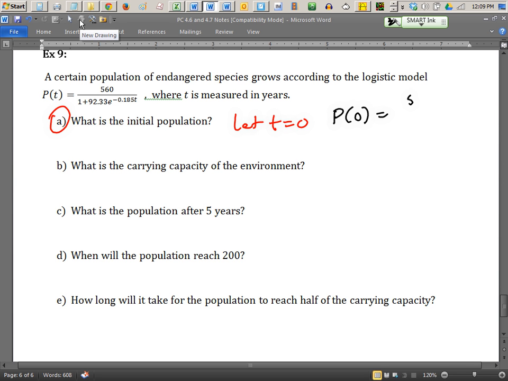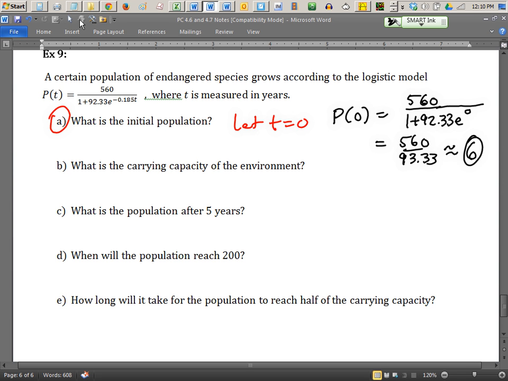So watch how easy this is. You get 560 over 1 plus 92.33 e to the 0. E to the 0 is 1. So it looks like we're just basically dividing 560 over 1 plus 92.33. In other words, we're dividing by 93.33. So I typed this into my calculator, and it came out to the nearest bear, 6. 6 bears. So we're just pretending it's bears.